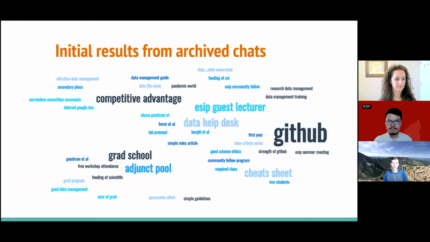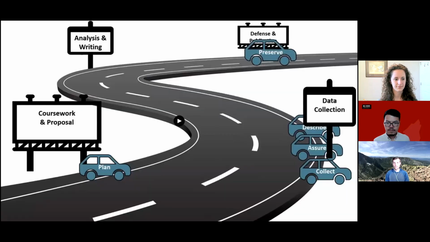This is from the chats at our ESIP summer meeting session, just a couple of main things that came up in a number of cases. So you can see competitive advantage jumps out. A lot of people want some kind of data management training for further career resources. GitHub is on there. A lot of people are working on GitHub now. And then there's a few other things, but this was just a brief summary of some of the things that came up again and again in that training.